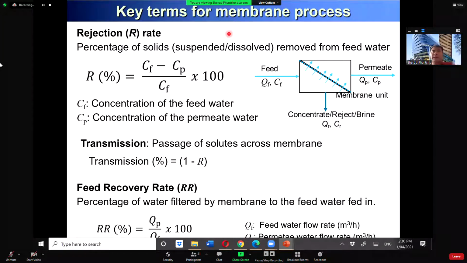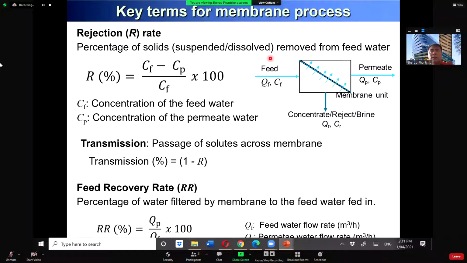Recovery rate means the amount of water that you put in that becomes clean water. If you put 100 meter cube per day of incoming feed water, and 50 of it becomes clean water and 50 becomes reject, then your recovery rate is 50%, because only 50% becomes clean water. But if your permeate is 60 of 100, 60 becomes clean water and only 40 becomes reject. That means your recovery rate is 60 by 100, which is 60%.